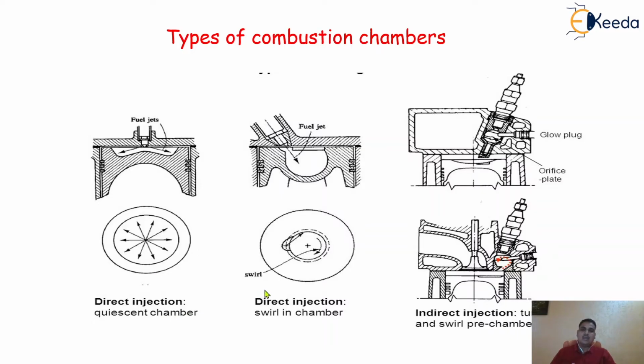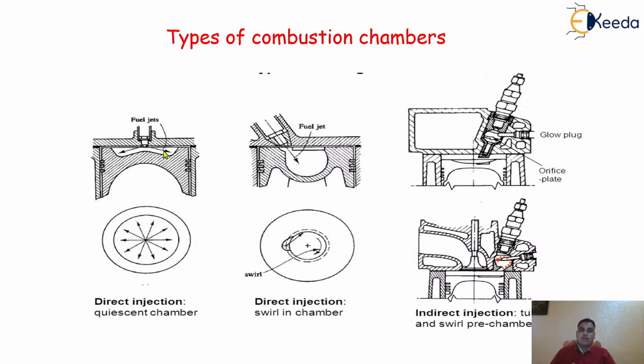Again, here we have two varieties of direct injection: the quiescent chamber and the swirling chamber. So the quiescent chamber means what? The design is such that the fuel will spray in all directions like this inside the combustion chamber. In the case of the swirl type of combustion chamber, which is again one type of direct injection chamber, a specific swirl can be generated inside the engine cylinder because of the specific shape of the combustion chamber. So this is the diagram of a swirl direct combustion chamber.